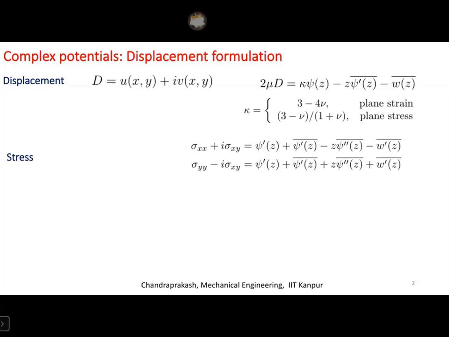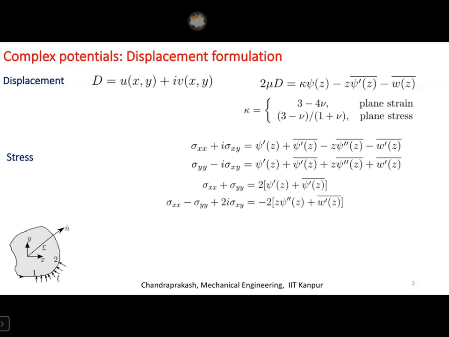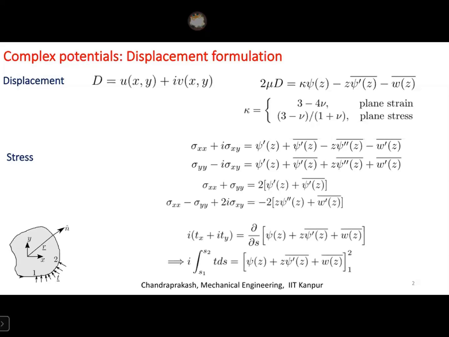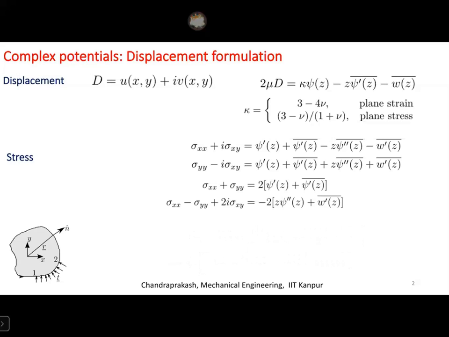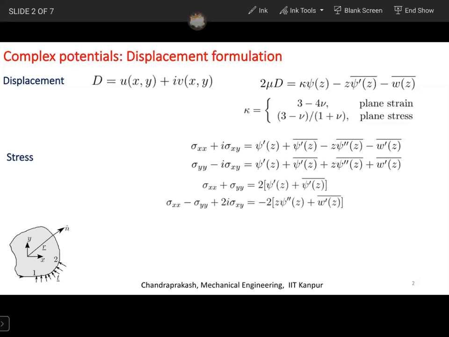And then we were able to write the stresses in various forms. Further, we have solved one such problem, where we have also looked at the traction boundary conditions. So basically, in a complex potential displacement formulation, you choose two potentials, psi and omega, or psi and w, and you already have the displacement written in terms of these potentials.